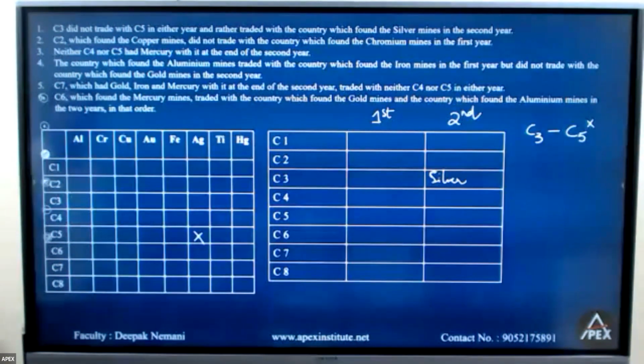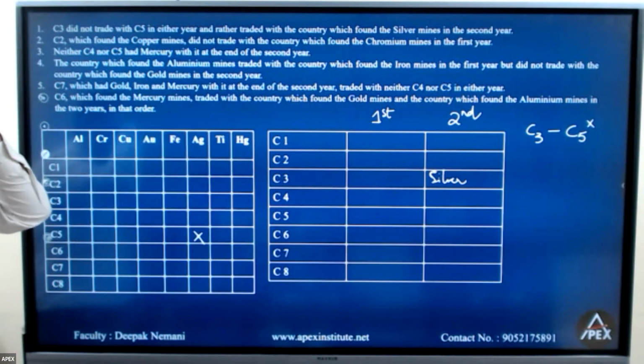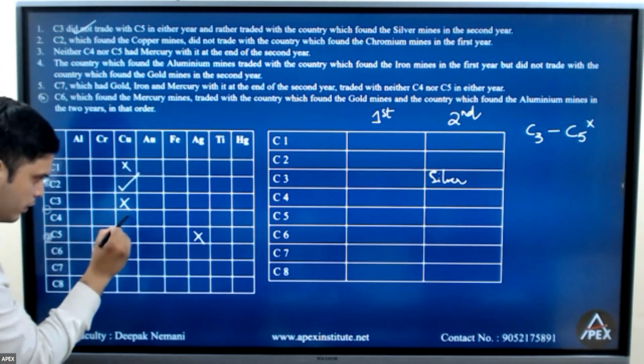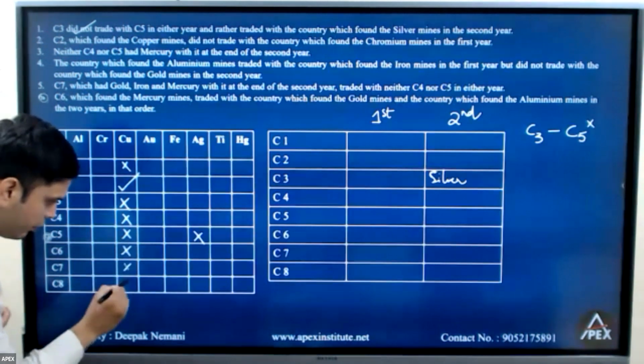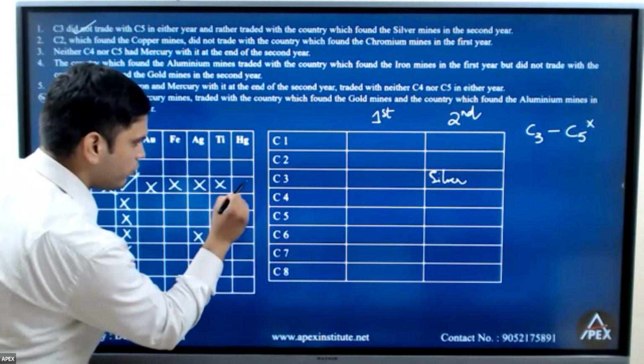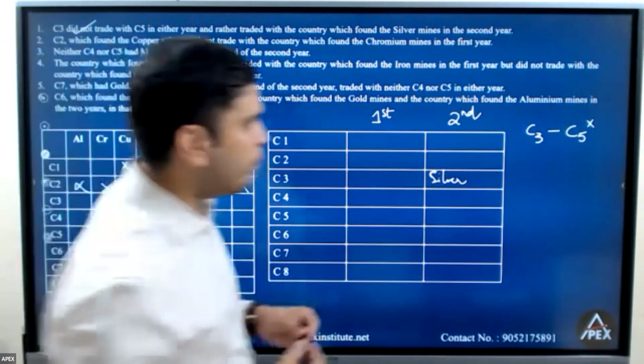Okay. So C3 did not trade with C5 in either year and rather traded with the country which found silver mines in the second year. Okay. Now C2, we have considered this. C2 found copper mines. So no other country had copper mines here. And these all will be processed. Did not trade with a country which found chromium mines in the first year.